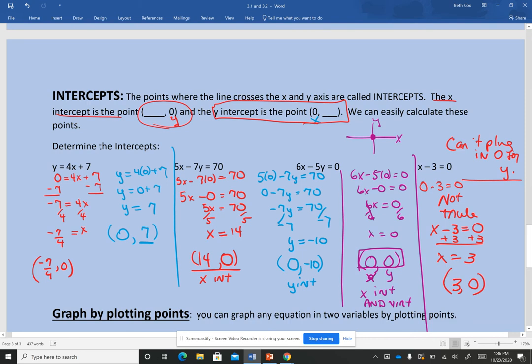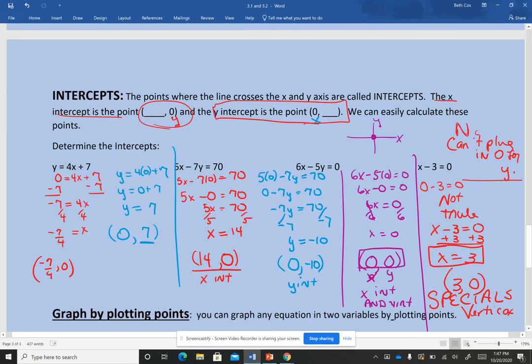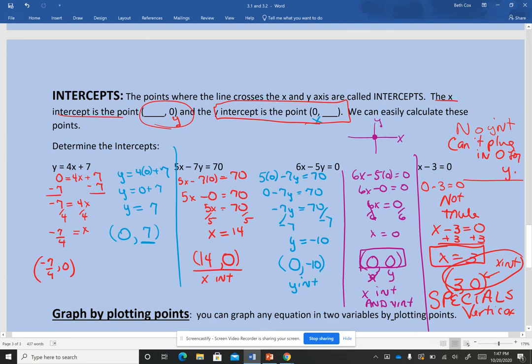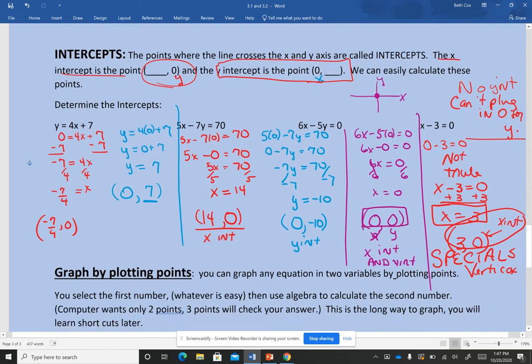All right, so now let's think about this one. This one is one of those specials. All right, this is x equals a number. Okay, and so this is a vertical line. And it doesn't have a y-intercept. There's no y-intercept. But there is an x-intercept. Because it's a vertical line. A vertical line, if you think about it, can't cross the y-axis. Okay, those are intercepts.